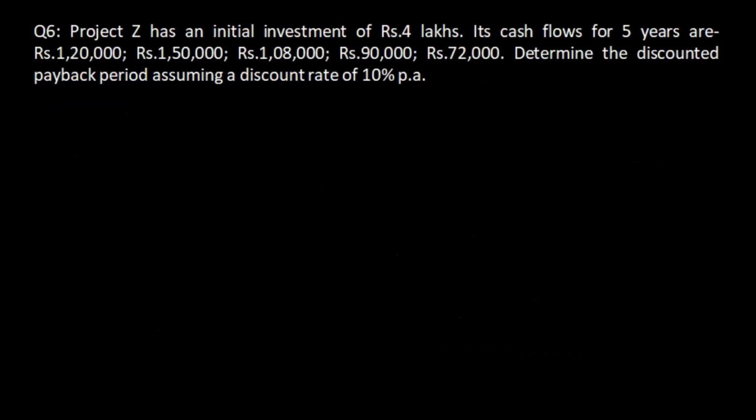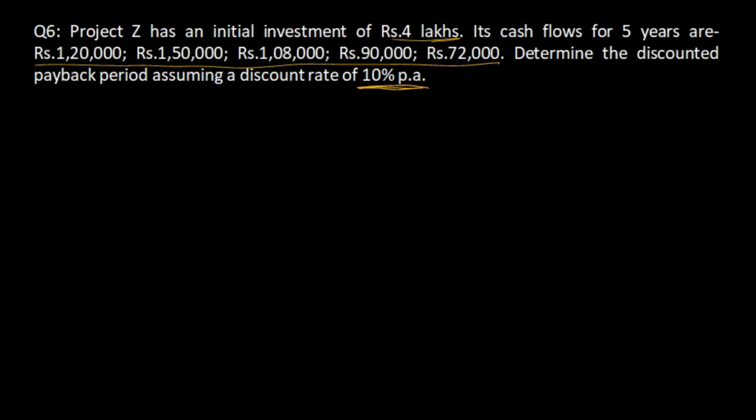So let's go with the question. We'll solve this question. So we have seen many questions on this payback period. So this also, only that is the change. Remember that thing. So here project Z has an initial investment of rupees 4 lakh. So initial investment they have given in the question. Cash flows for 5 years. For 5 years it is different. If it is different, then that means we have to use cumulative CFAT approach. We cannot use the formula here because it is not same. Now determine discounted payback assuming the discount rate of 10%.